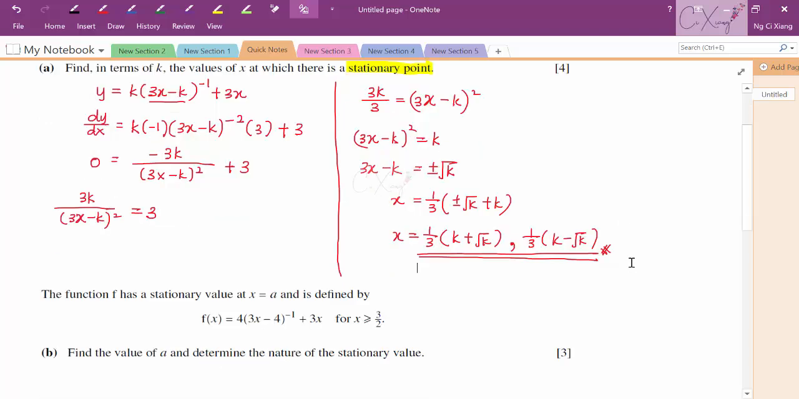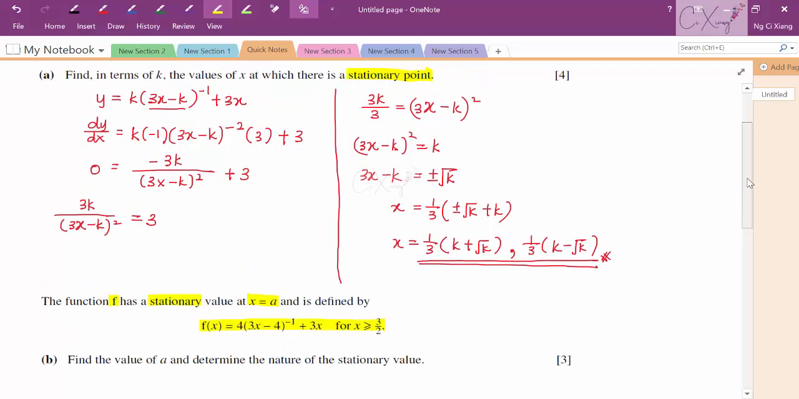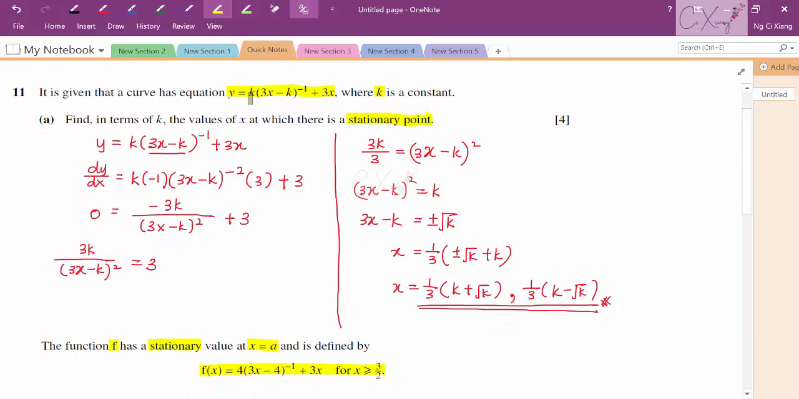All right, so for part B, now they are talking about the function f. They tell us that it has a stationary value at x equals a, and it is defined as this equation. Okay, so there are a few things that we need to know. When they are giving us the function f(x), if I compare it with what I have just now, you can see that they have a very similar pattern. If you compare them, you will realize that the value of k is equal to 4 in the function f(x).